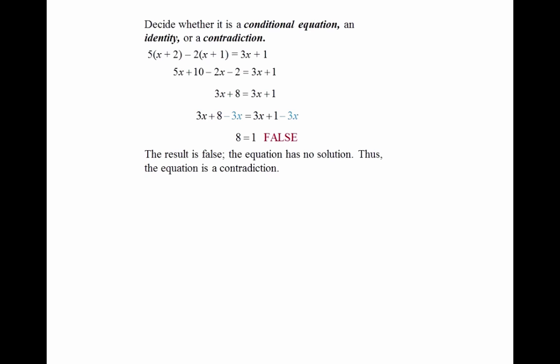This is an example where we decide whether it is a conditional equation, identity, or contradiction. If I distribute 5, -2, on the left-hand side, and combine like terms, once I solve for x, I realize all the variables drop to 0. So you get 8 is equal to 1. That is considered to be false. So that means there is no solution for this; it is a contradiction.